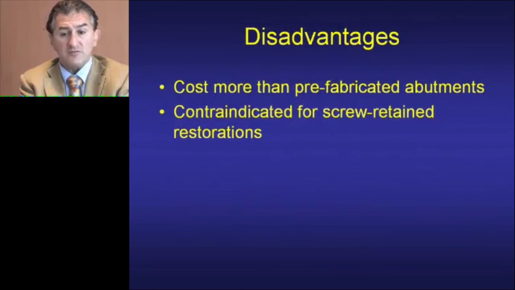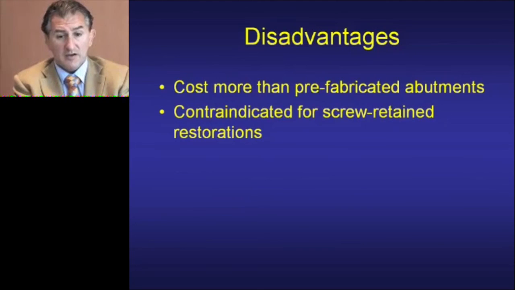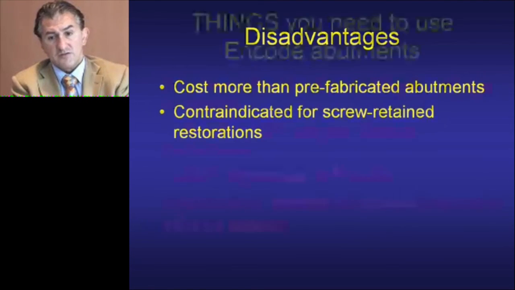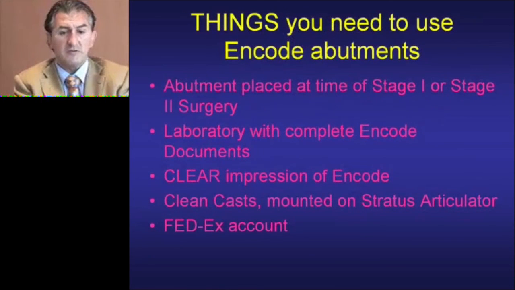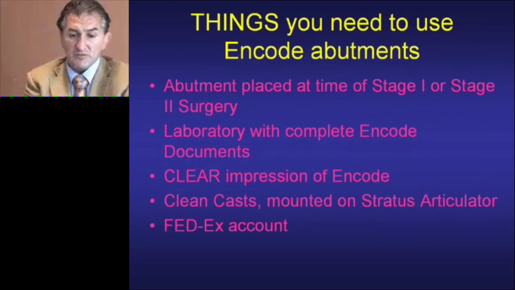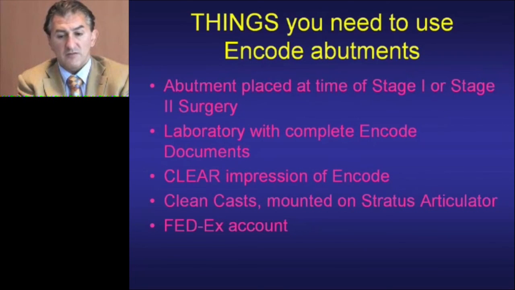These definitely cost more than prefab abutments, but I think the value of the time that's saved can outweigh the cost of the prefab. Also, it's contraindicated for screw-retained restorations. So, things you need to know to use Encode abutments: the abutment is placed at the time of stage 1 or stage 2. The laboratory is ready with all the Encode documents, a clear impression, a clean cast mounted on the Stratos articulator, and a FedEx account.